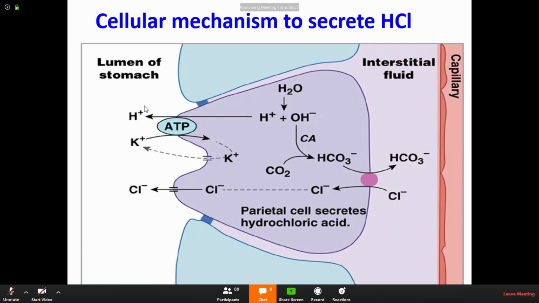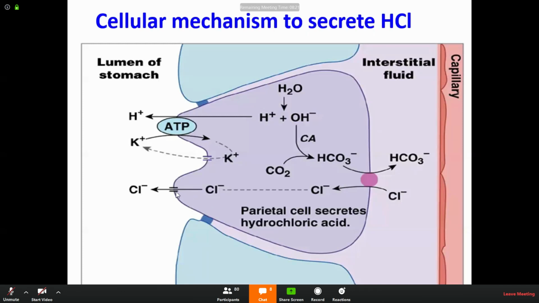So when hydrogen ion goes outside, this hydrogen ion is a positive ion, so there must be electrochemical balance. So to fulfill that electrochemical balance, chloride ion must go to the lumen of the stomach. Chloride ion must go to the canaliculi, then to the lumen of the stomach.